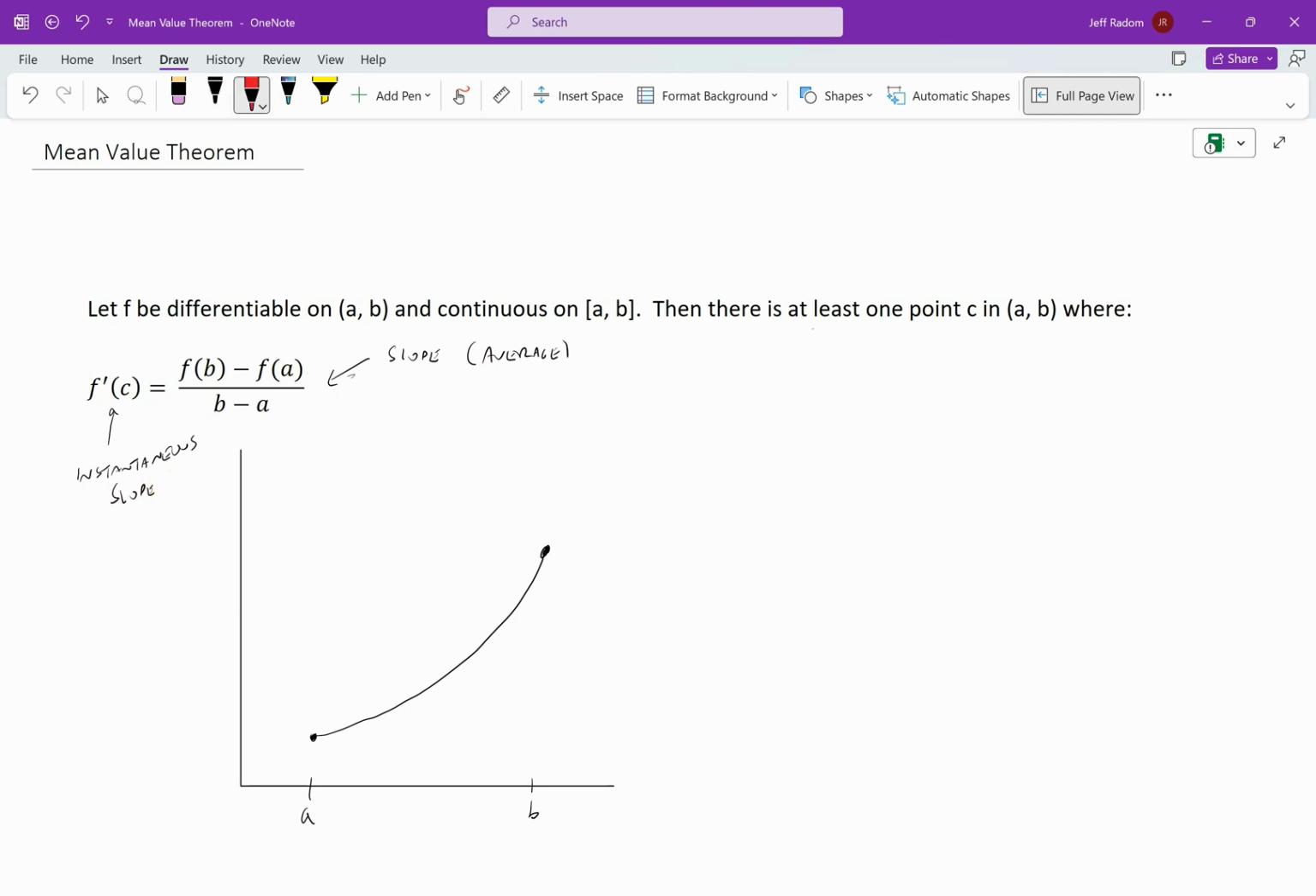So if we take a look at this graph that we've got here, let's say this is f of x. The average slope from a to b would be this line right through here. So this slope would be the slope of the secant line, which is f of b minus f of a over b minus a. And there's got to be at least one point on there where the slope equals the slope of the secant line. So you can see that there would be a point like right here.